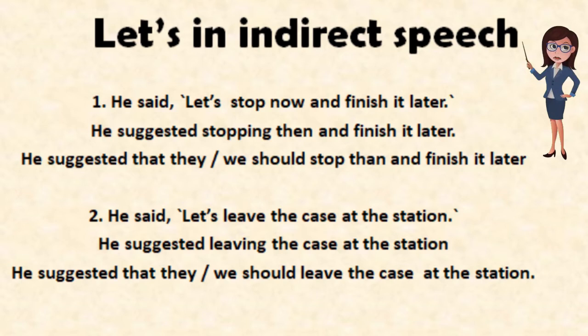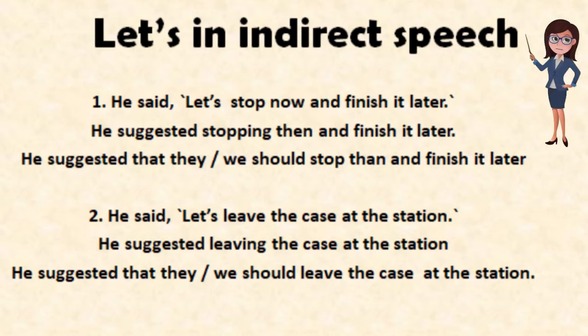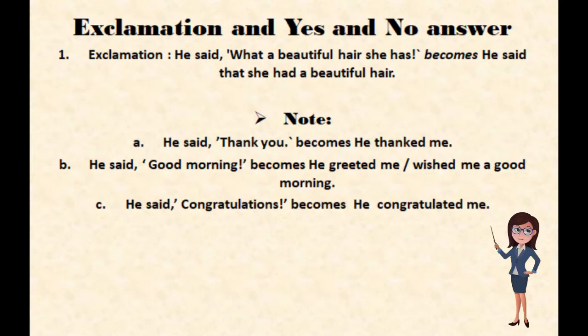The example number 2, in direct speech, "He said, let's leave the case at the station." In indirect speech, it becomes, "He suggested leaving the case at the station," or "He suggested that they or we should leave the case at the station." Now we come to the example of exclamation and yes and no answers. Here I have an example in direct speech about exclamation. "He said, what a beautiful hair she has." In indirect speech, it becomes, "He said that she had beautiful hair."